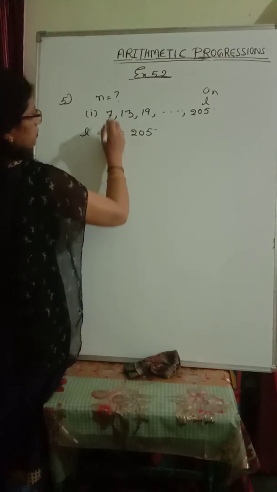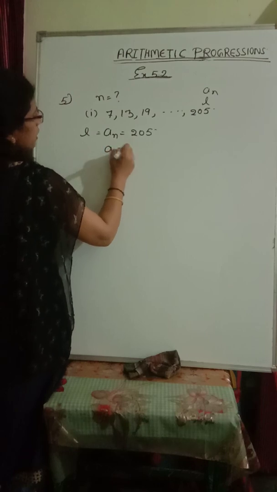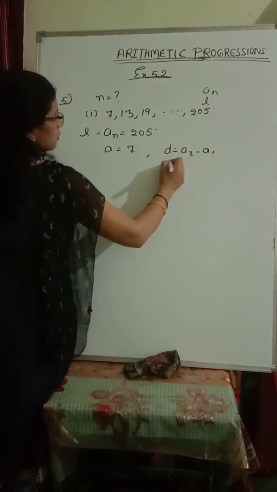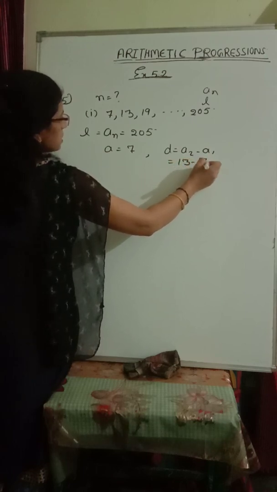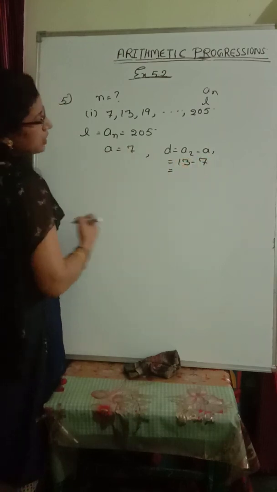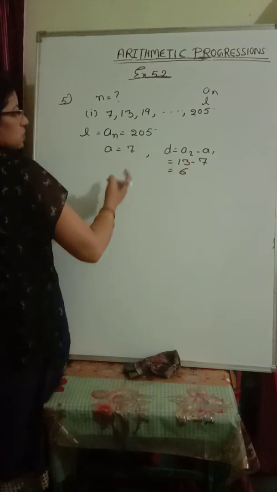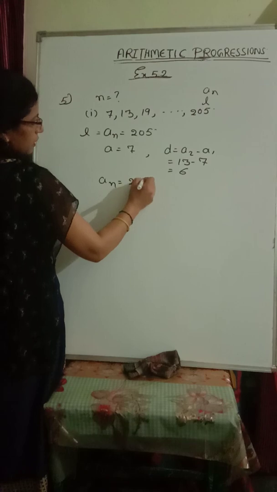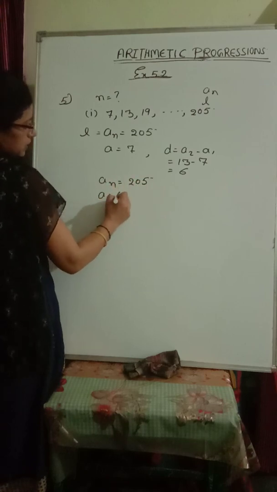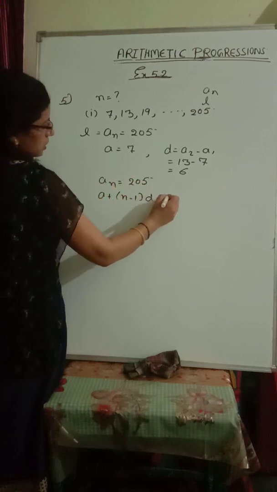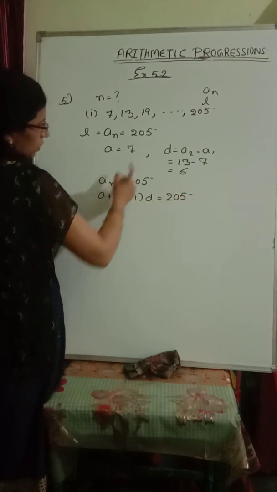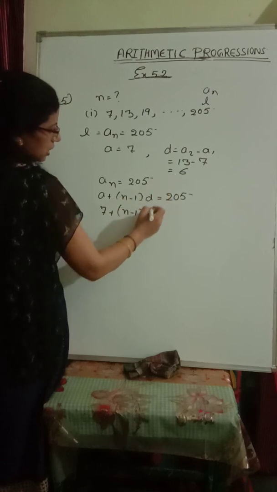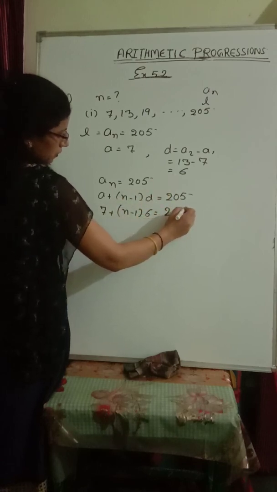Let us put it down. You know a is equal to 7, and what is the value of d? a2 minus a1. What is a2? 13 minus 7. So d is 6. Now put in the value of the nth term. We know the nth term is 205. What is the nth term's formula? a plus (n minus 1) into d is 205. So a is given as 7, plus (n minus 1), the value of n we want to find. What is d? 6, is 205.